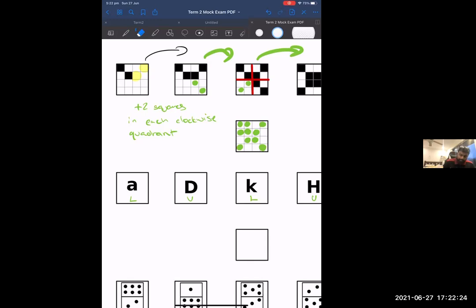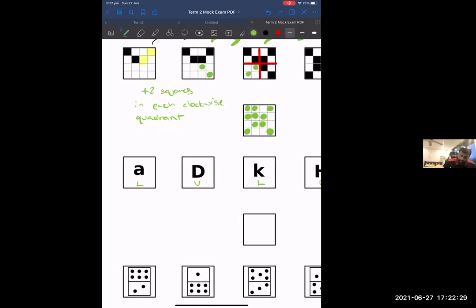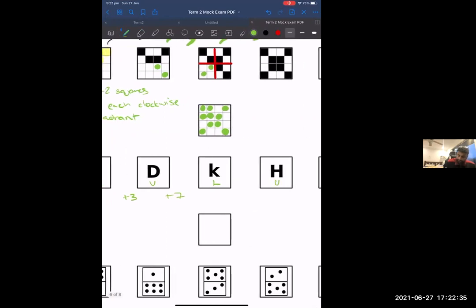So from here, from A to D, we know it's a plus 3. Then D to K, it's a plus 7. And then K to H, it's plus 23. And then we don't know the difference, right? So we look at the difference between these two. 3 to 7, it's plus 4. 7 to 23 is plus 16.